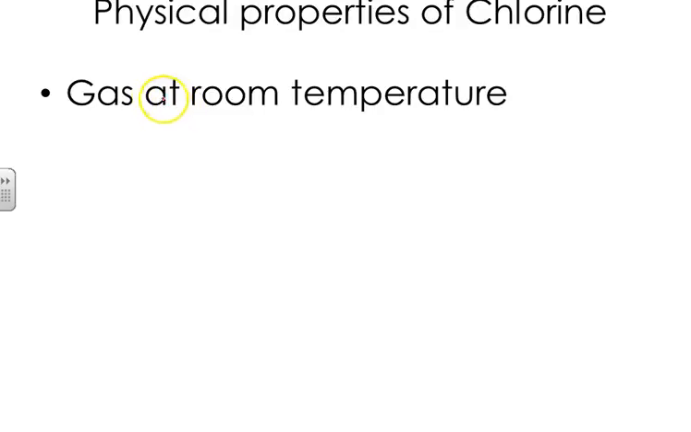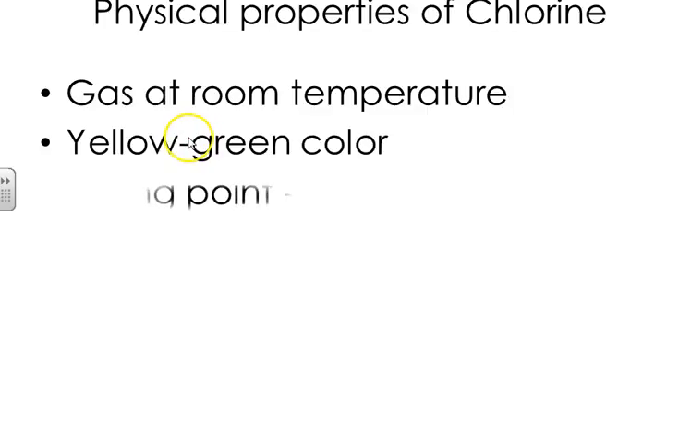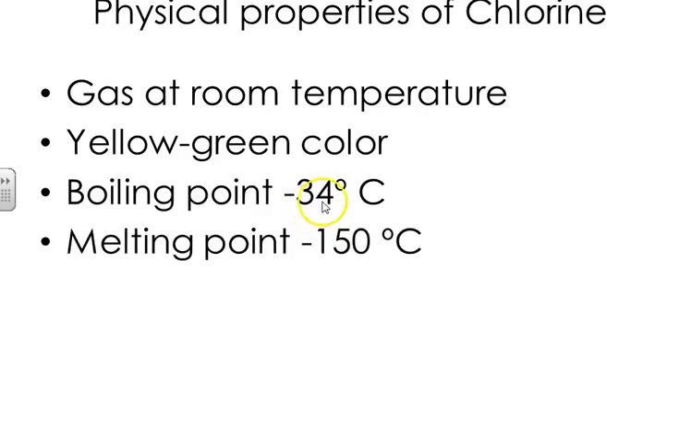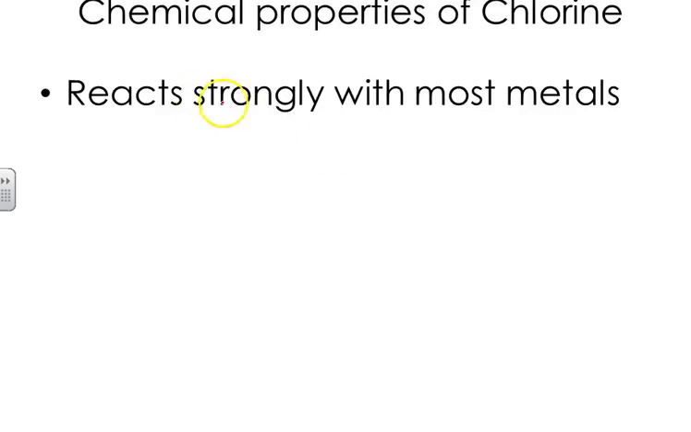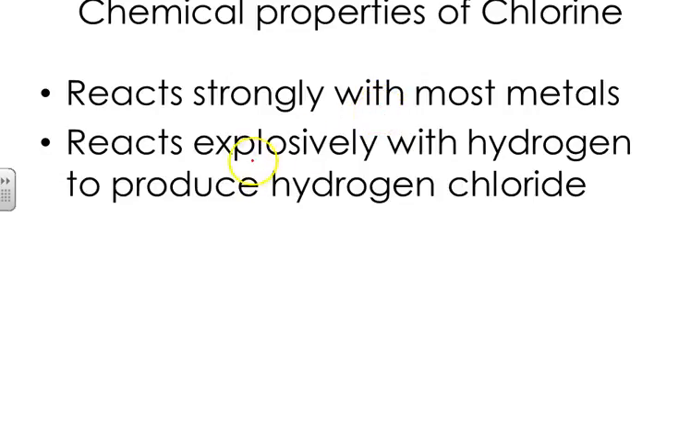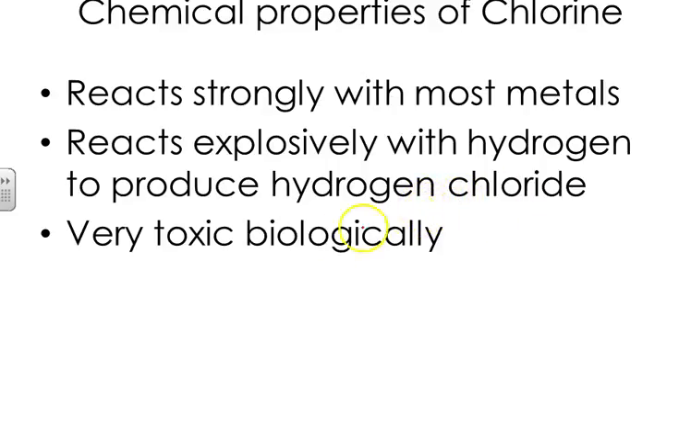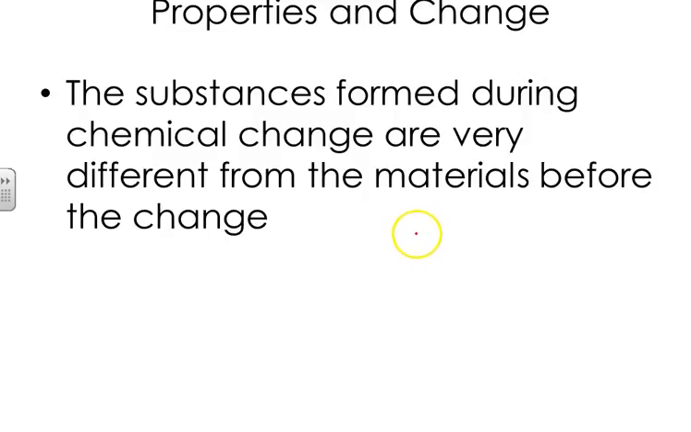One of the physical properties of chlorine is that it is a gas at room temperature. It tends to be a yellowish green color. Low boiling point, negative 34 degrees Celsius. Its melting point is negative 150 Celsius. Chemically speaking, it reacts strongly with most metals, reacts explosively with hydrogen to produce hydrogen chloride, which is the same thing as hydrochloric acid once it's dissolved in water. It's very toxic to living things. Very few living things can live in the presence of chlorine gas. Because of that, it's been used as a chemical weapon.